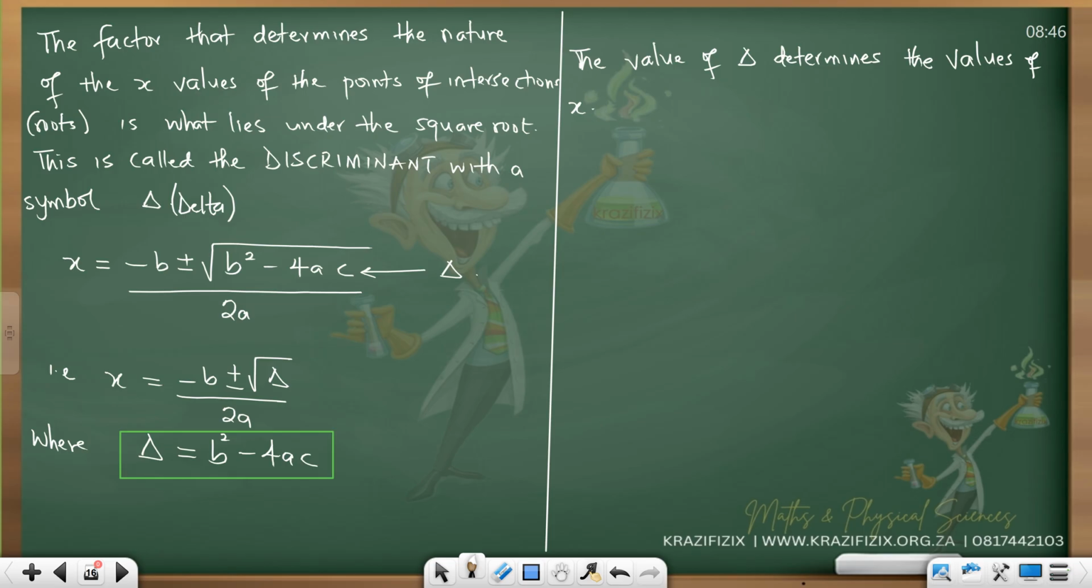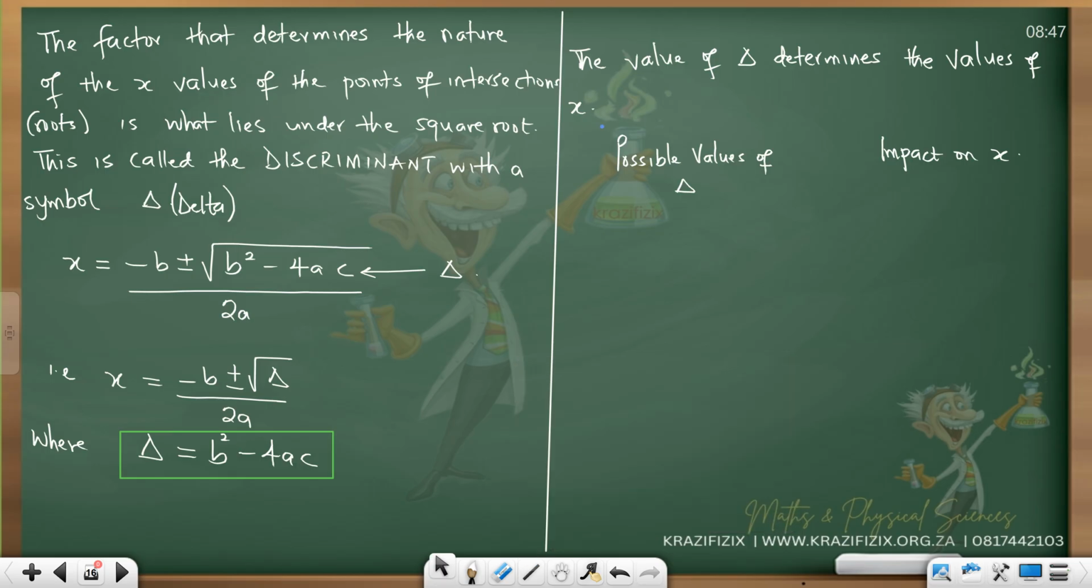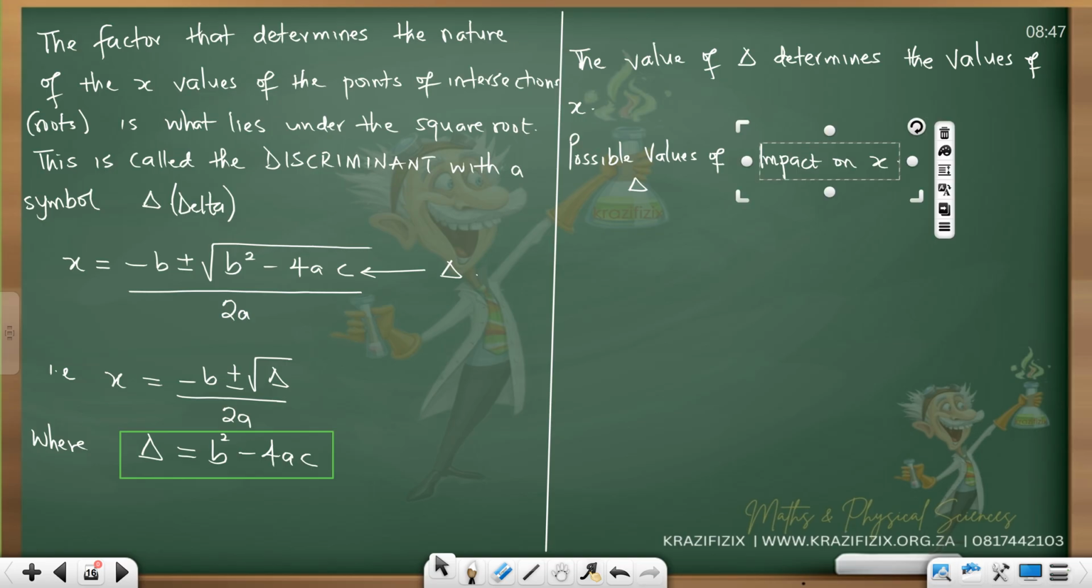I'm going to quickly show you the possible values and the meaning. Possible values of delta and the impact on x. The possible values of delta and the impact on x, and let's say the meaning.